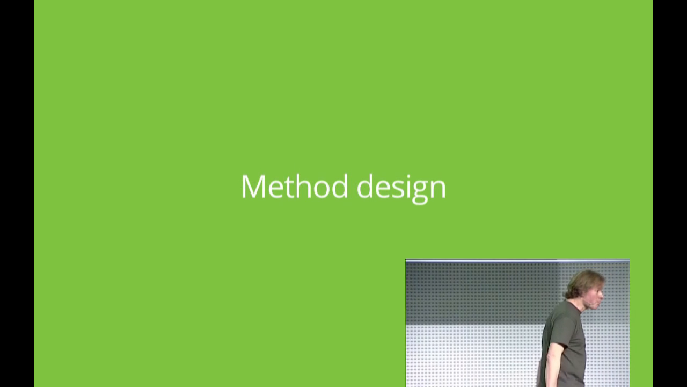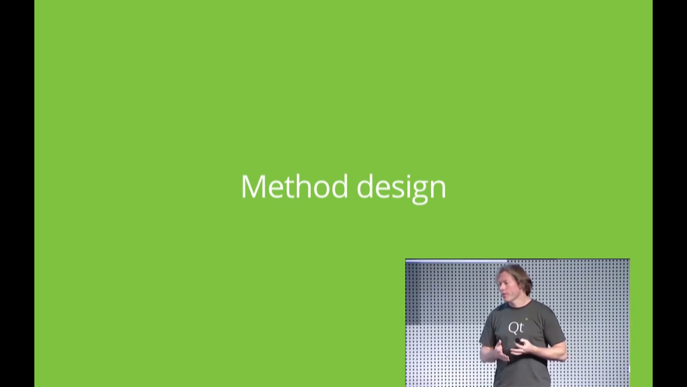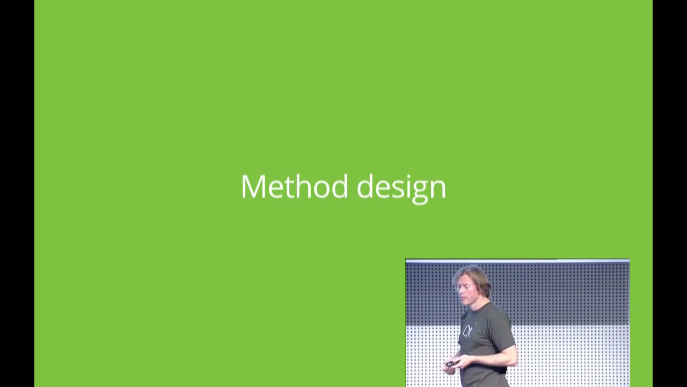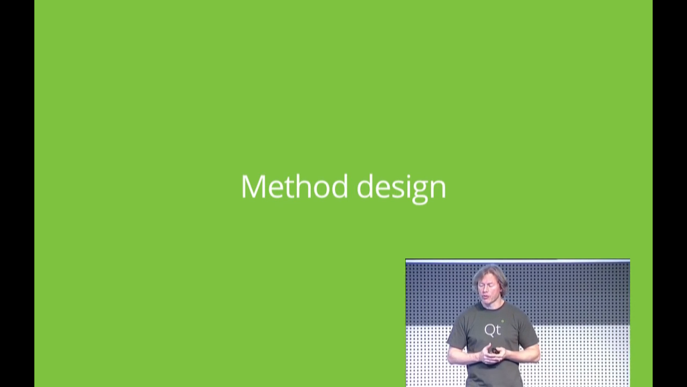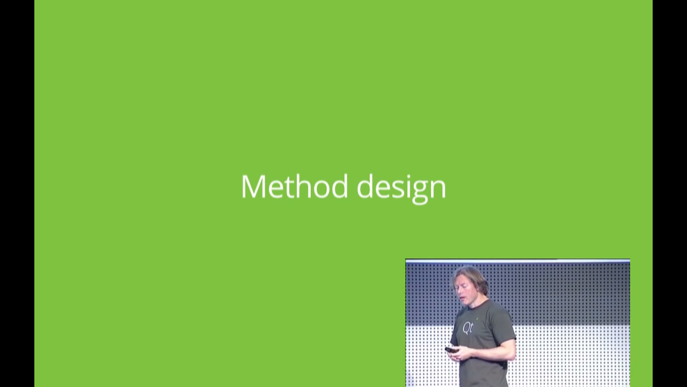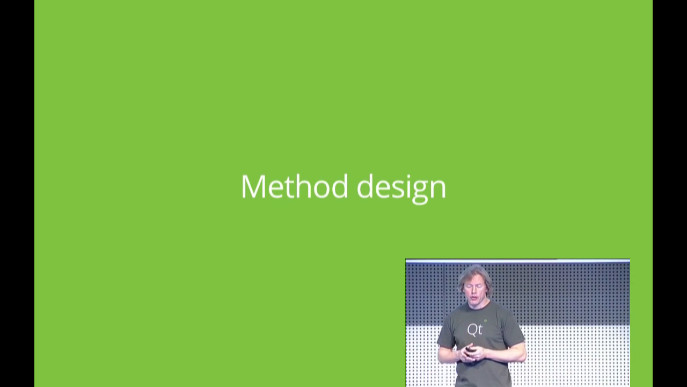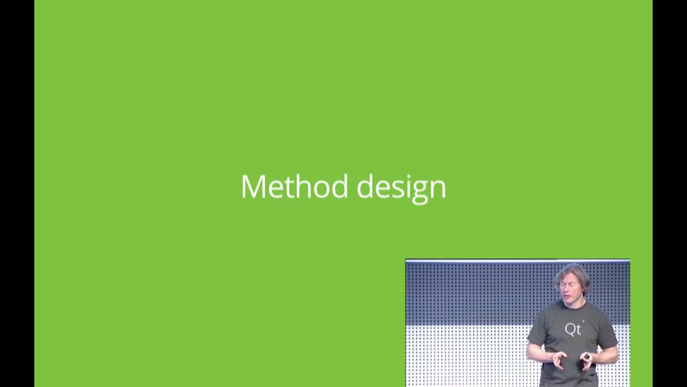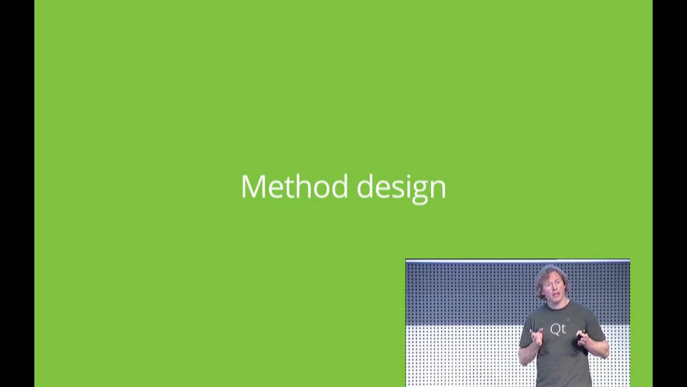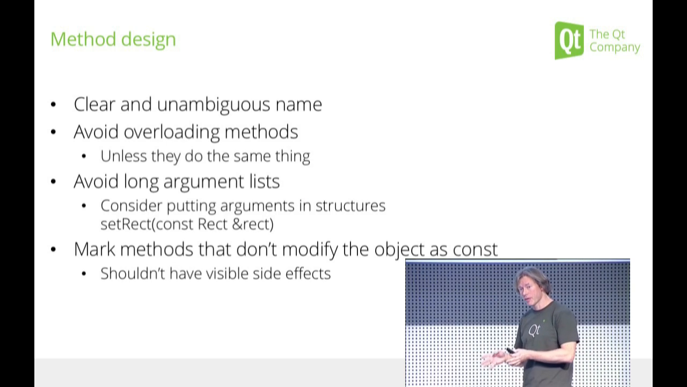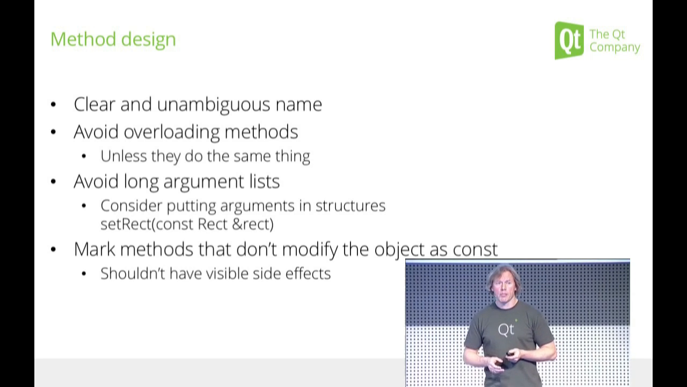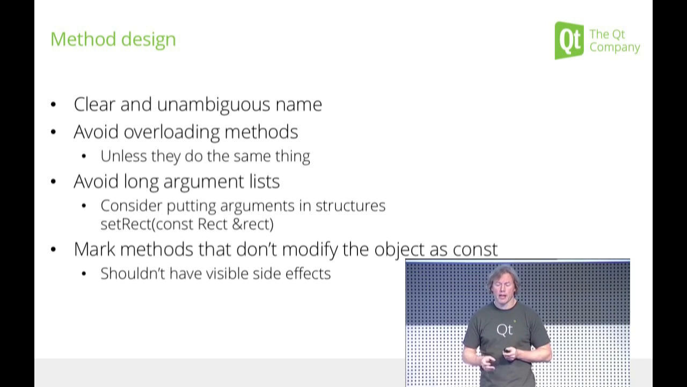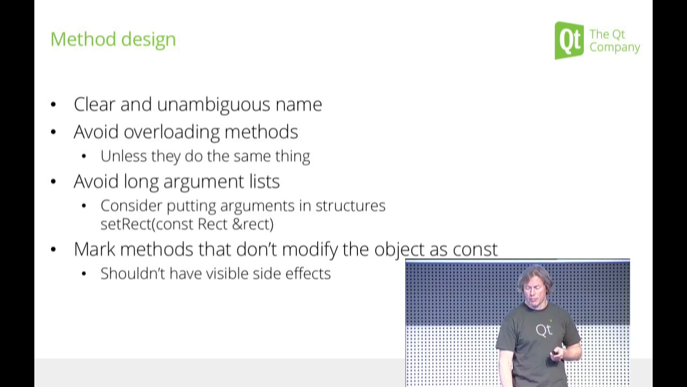Okay, methods. We were talking a lot about classes; now let's go a little bit down to the method level. Also here, clear and unambiguous names are really important. In my opinion, you should also avoid overloading methods unless the different overloads do exactly the same thing. In some cases overloading is the right thing: if they do the same thing, give them the same name. But I've seen many cases where the two methods do slightly different things, and people are still overloading them, giving them the same name.